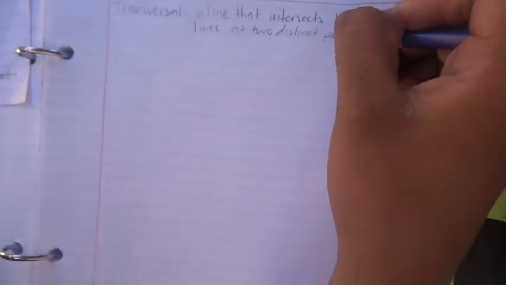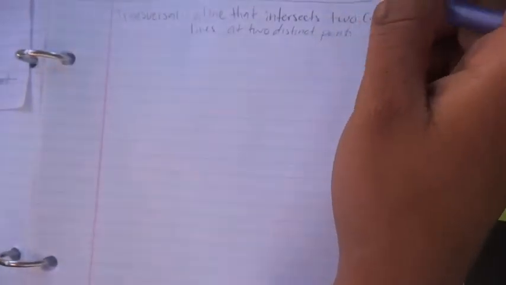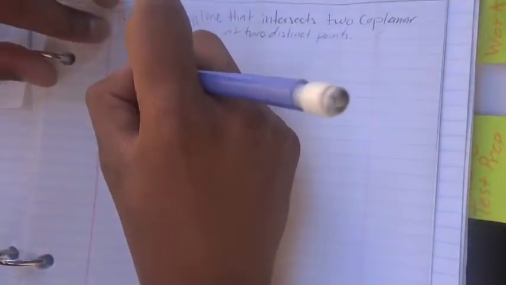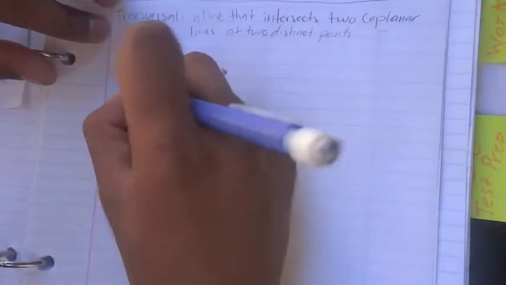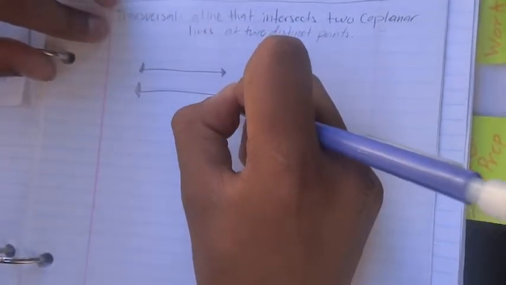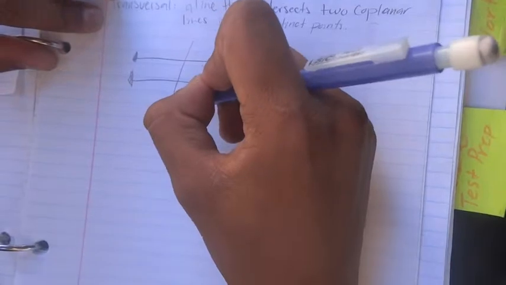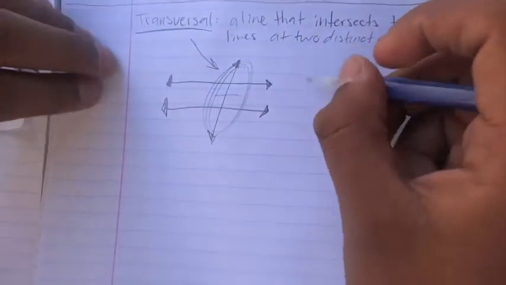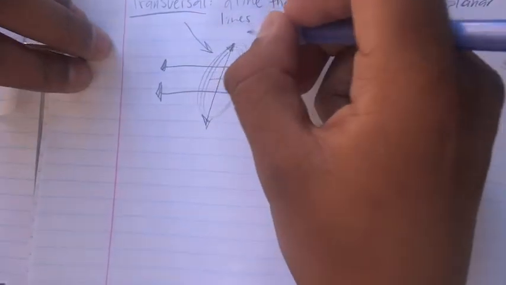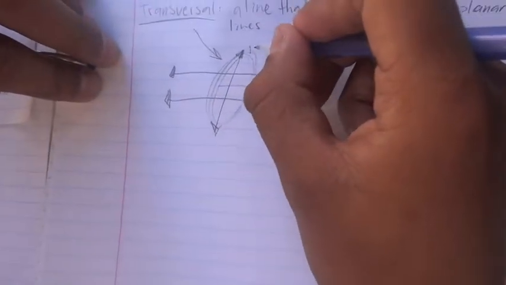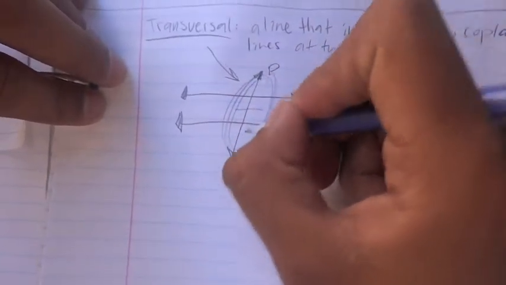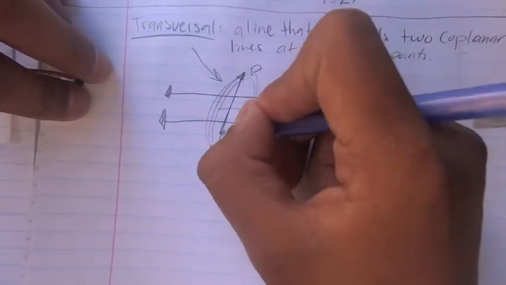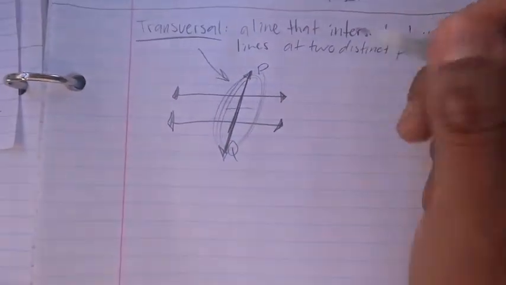So in basic terms, it's a line that just cuts between two lines. Right here, as you see, this whole thing will be a transversal. Just ignore this. It will be like P and Q. And moving on.